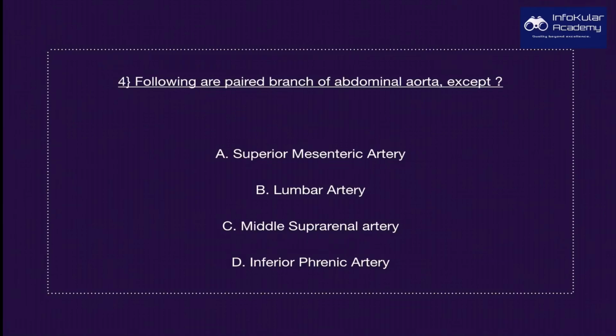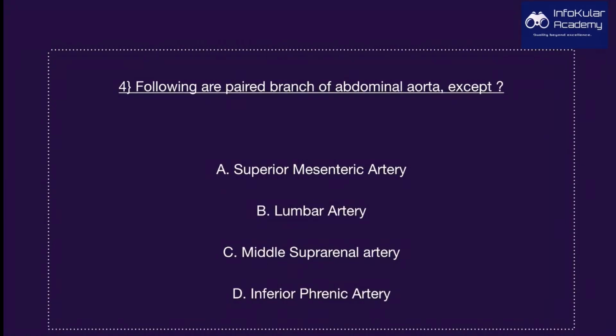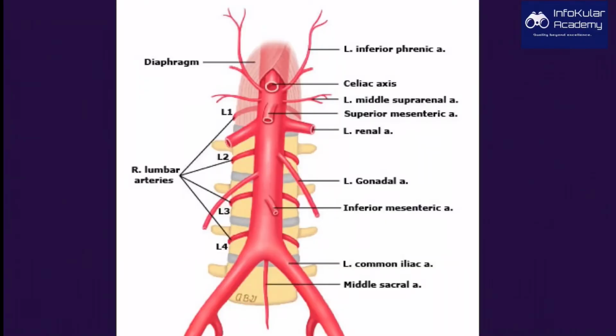Question number 4. The following are paired branches of the abdominal aorta except: superior mesenteric artery, lumbar artery, middle suprarenal artery, inferior phrenic artery. Your time is up. Let's look at the diagram. You can look at the diagram.